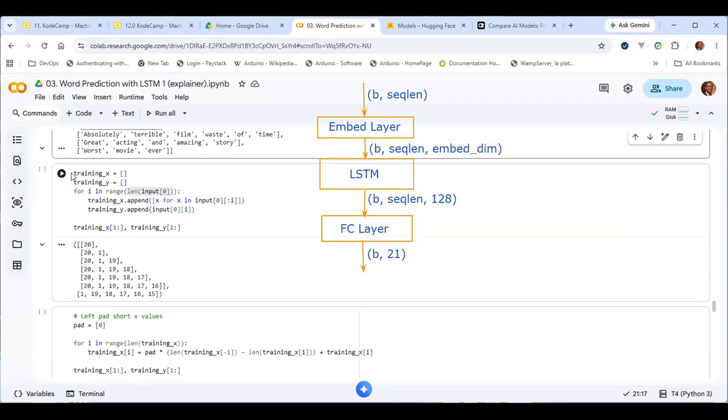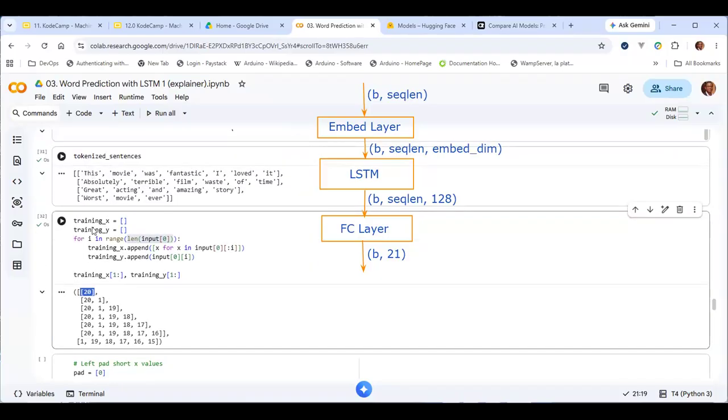So when you look at that, after doing that, you now see that X, when it is 20, which is this, right? The Y should be what? 1, which is movie. When the input X is 21, which is this movie, the Y should be what? 19, which is was. When the input is 21 19. So you just see that it's basically taking that sequence and generating the X values and then generating the Y. And this is just the first X.